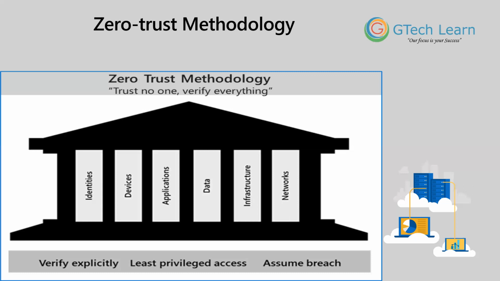After that, there is the last and important pillar, which is network. The network should be segmented, including deeper network micro-segmentation. It also provides real-time threat protection and end-to-end encryption, and monitoring and analytics should be employed. So this was the 6-pillar zero trust methodology. Moving to next.